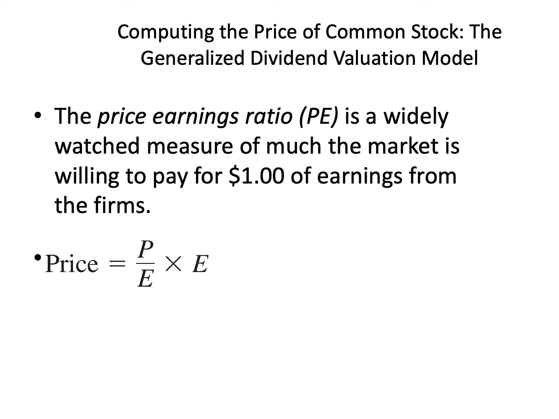Another method, used more in my time as a stockbroker, we use this a lot, is the price earnings ratio. It's a widely watched measure of how much the market is willing to pay for a dollar of earnings from firms. And the price earnings ratio is just simply price divided by earnings per share.